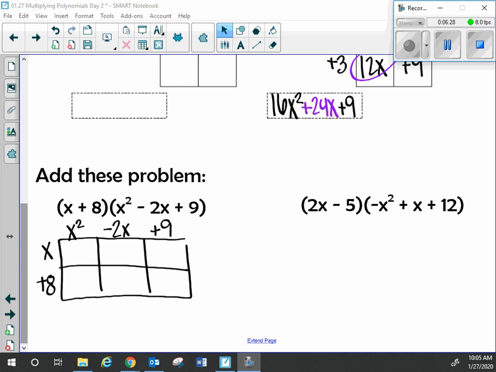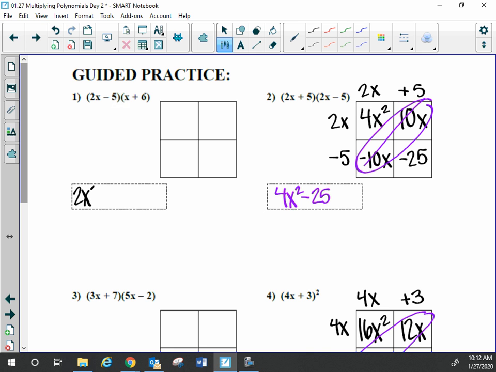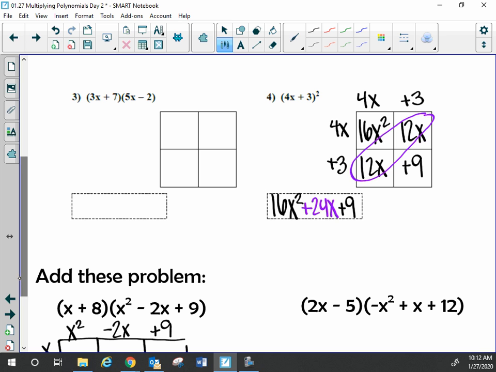Well, you stand. What was number 1? 2x squared plus 7x minus 30. Good. Number 3. I got you again. 15x squared plus 29x minus 14. Very good. You're actually so smart.